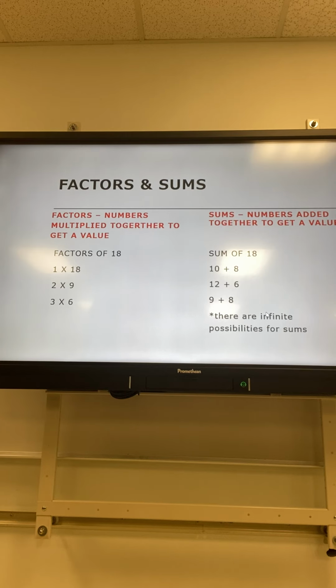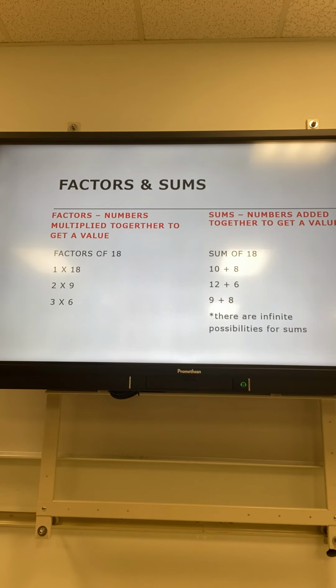When we factor, we're going to use a method that requires us to use factors and sums. All right, so we need to know the difference. Factors are going to be the numbers that are multiplied together to get a value, and then sums are going to be numbers that are added together to get a value.